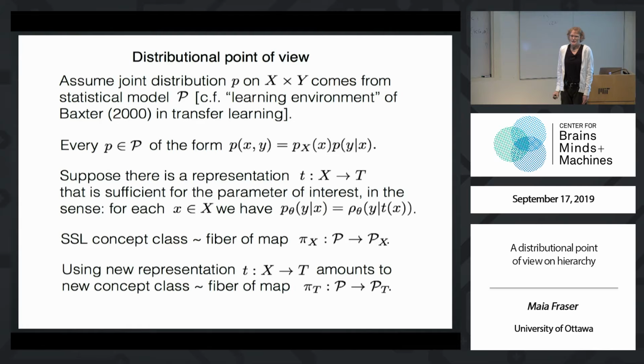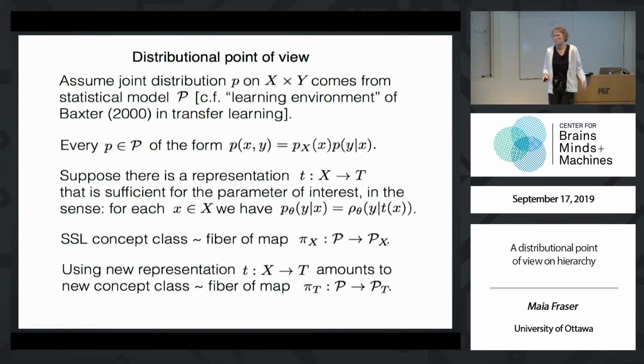There's some similarity, some echoes, of Baxter's notion of a learning environment. In a 2000 paper, he set up a formalism for studying transfer learning. That's when you have a machine or a biological agent that's acquiring skill in one task and then later having an advantage in learning another skill. That formalism puts these skills within a common learning environment.